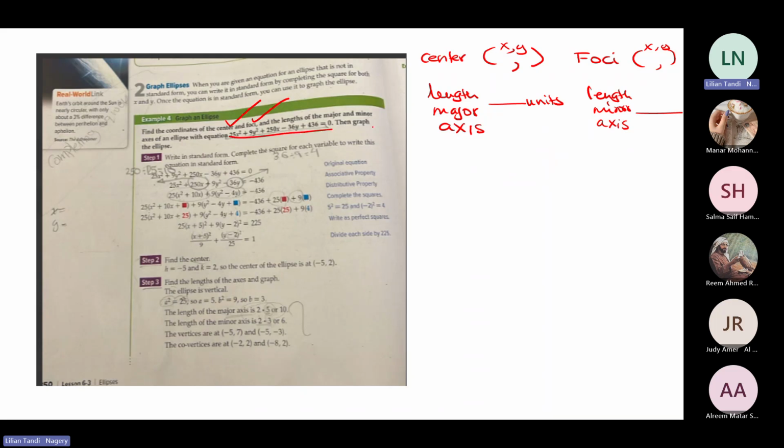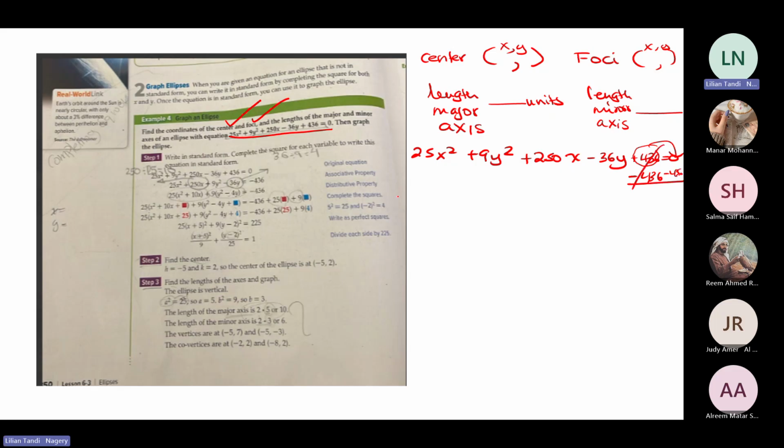Okay, let's start. So your equation is 25x squared plus 9y squared plus 250x minus 36y plus 436 equals 0. Does anyone have friends? Yes. This number needs to go and be with 0. How? I will subtract 436 from both sides. 436 minus 436 becomes zero.